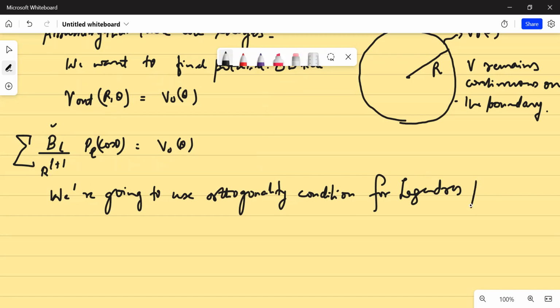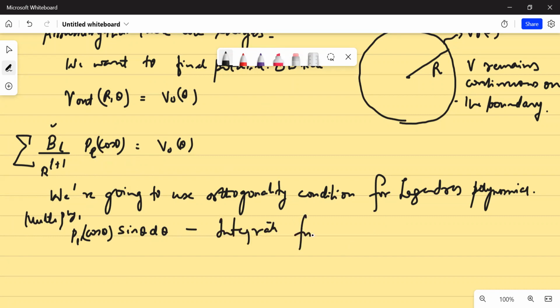So I'll simply multiply both sides by P_L dash cos theta sine theta d theta and integrate from 0 to pi, because you know that the orthogonality condition for Legendre polynomials is given by the integral from -1 to 1 of P_L P_L dash dx equals 2 upon 2L plus 1 Kronecker delta L L dash. This is how it is given.